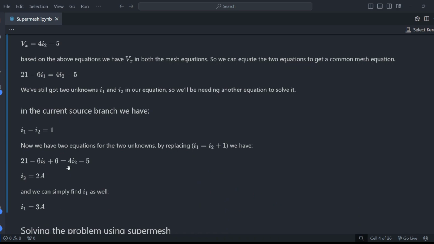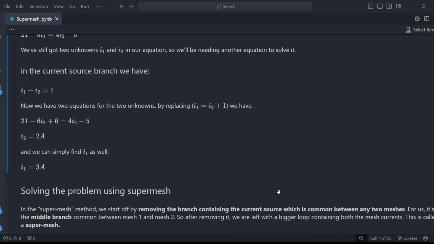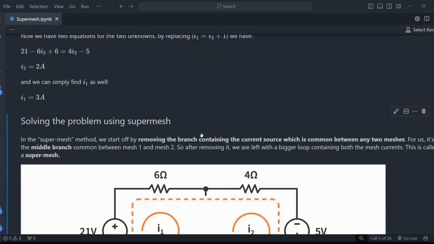Now let's solve this problem using Supermesh. What we just did was using the mesh method. Now by using the Supermesh method, as we said before, we remove the branch containing the current source, which is common between any two meshes. In this circuit, this is the middle branch. As you can see in this picture, it is removed, and we have a large mesh called the Supermesh.